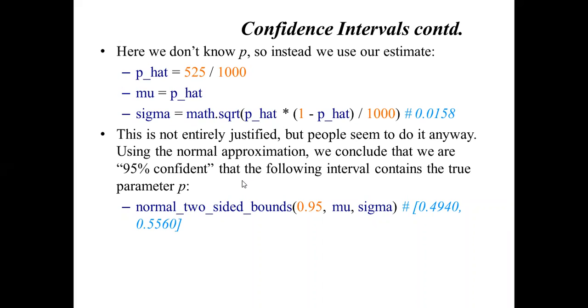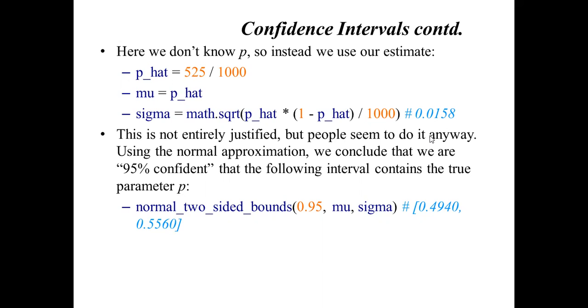This doesn't completely justify it, but people seem to do it anyway. So using the normal approximation, we conclude that we are 95% confident that the following interval contains the true parameter P.